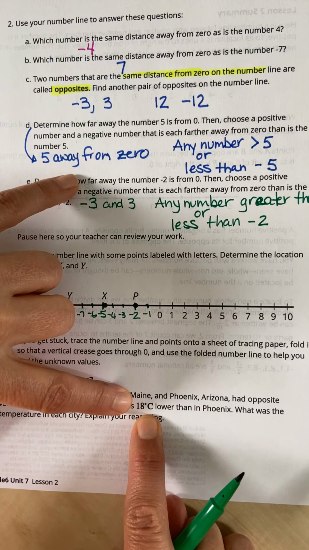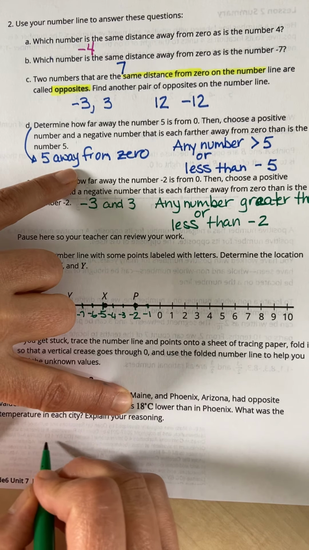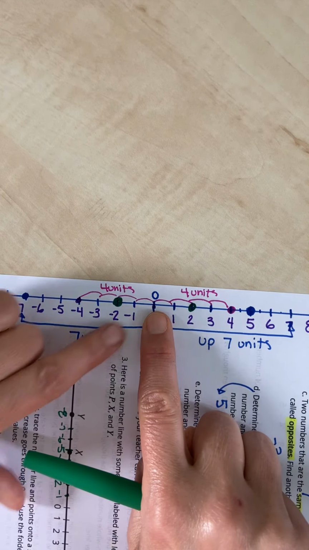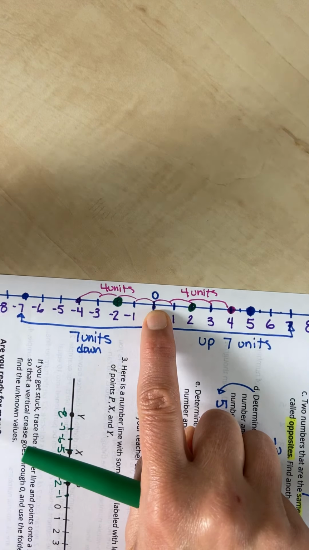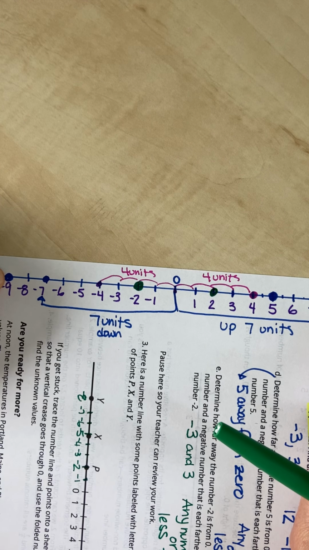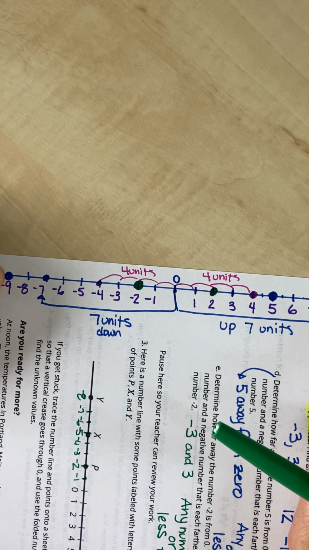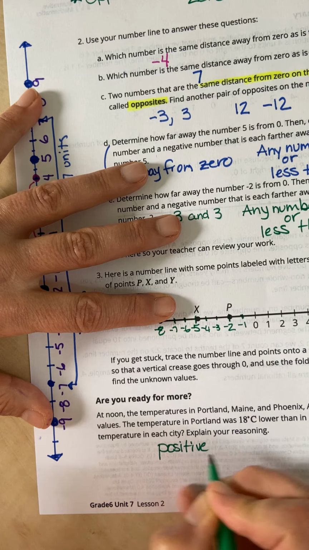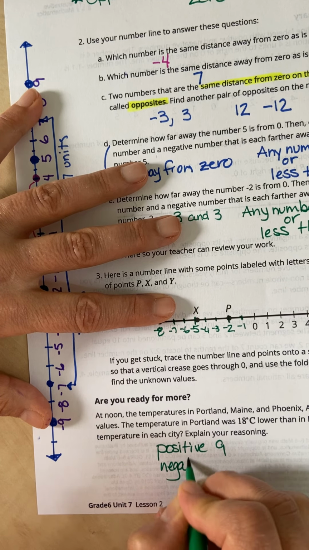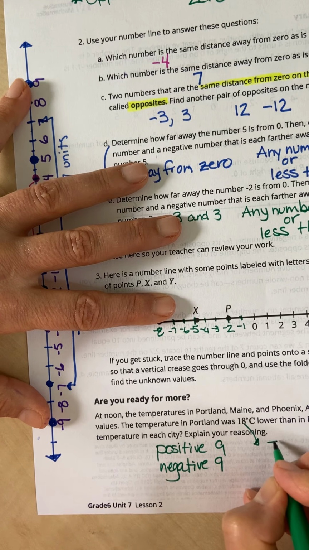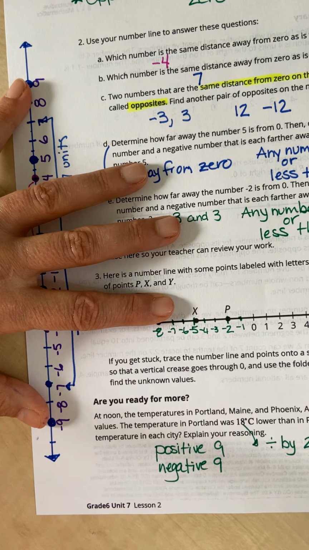So I would take that 18 and divide it by 2. On my number line, if I went from 0, I need an 18 degree difference in 2 different directions. 18 divided by 2 gives me 9. So one was negative 9 and one was positive 9. They're 18 apart and they're opposites of each other. I divided it by 2 because they're equal distance apart, and then I went from 0.